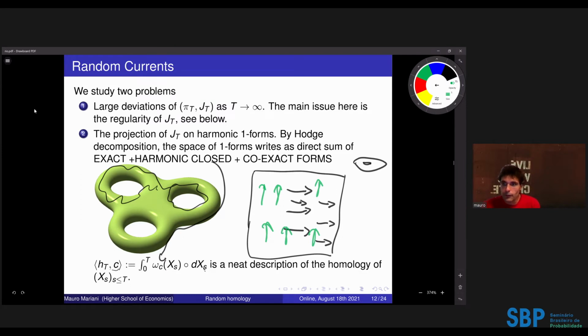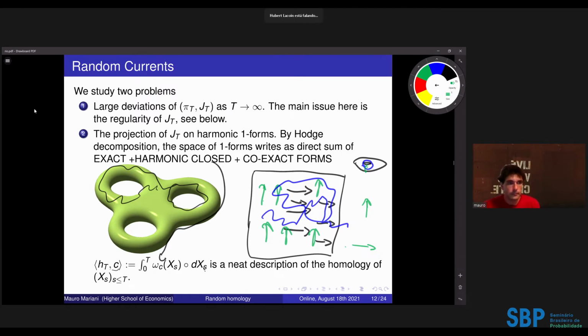If you give me a curve, the blue curve, and I want to know how many times it winded in this direction or in that direction, I just integrate the horizontal one form along the curve to know the horizontal direction. And if I want to know how many times it winded along the vertical direction, I integrate the vertical one form along the curve. So this picture, which is quite obvious on the torus, writes the same on any compact Riemannian manifold.